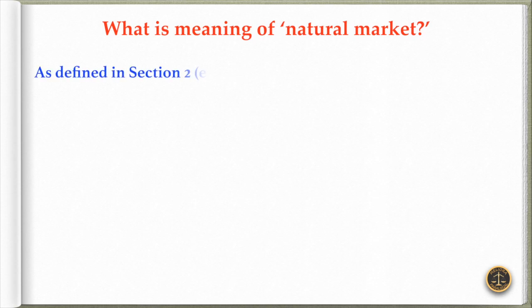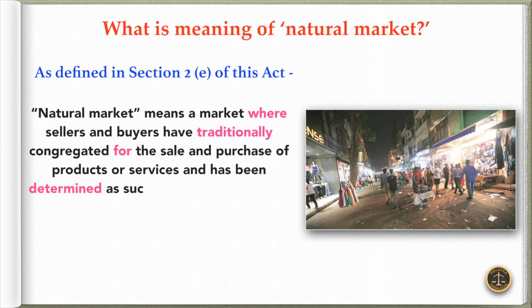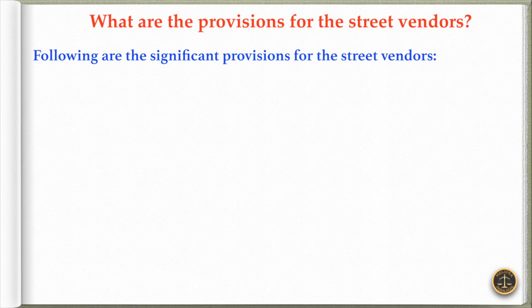Now the question is, what is the meaning of a natural market? As defined in Section 2(e) of this Act, natural market means a market where sellers and buyers have traditionally congregated for the sale and purchase of products or services, and has been determined as such by the local authority on the recommendations of the town vending committee. Now the question is, what are the provisions for the street vendors? Following are the significant provisions for the street vendors.